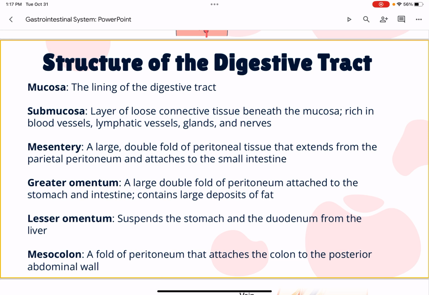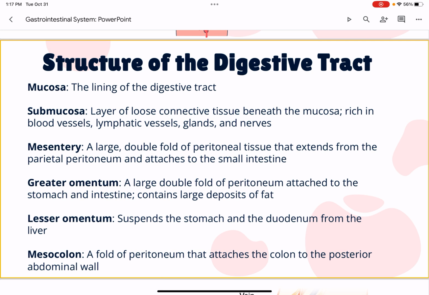The outer wall of the digestive tract consists of connective tissue. Above the level of the diaphragm, this layer is called the adventitia. Below the level of the diaphragm, this layer is called the serosa, or visceral peritoneum.